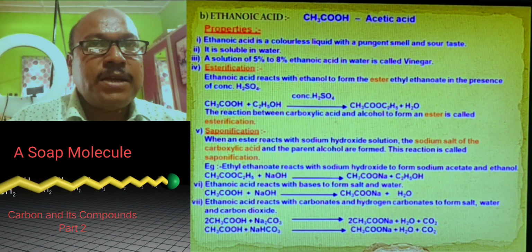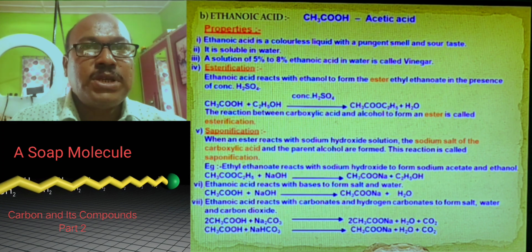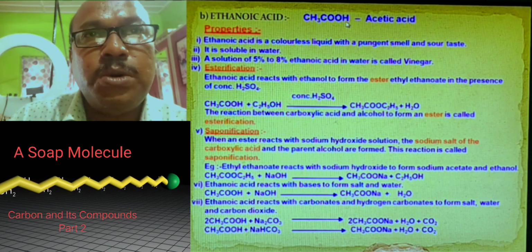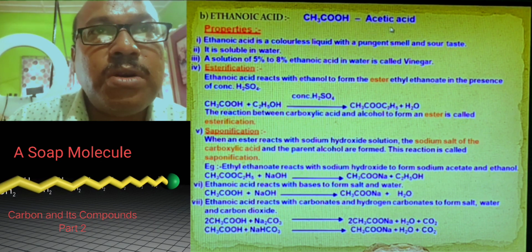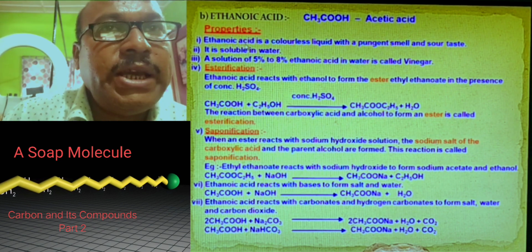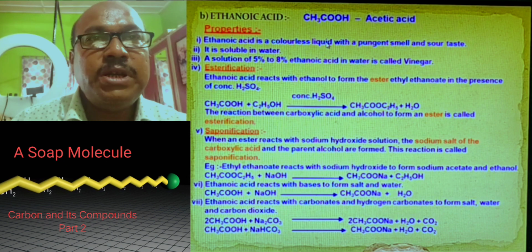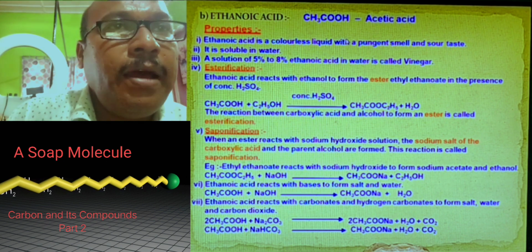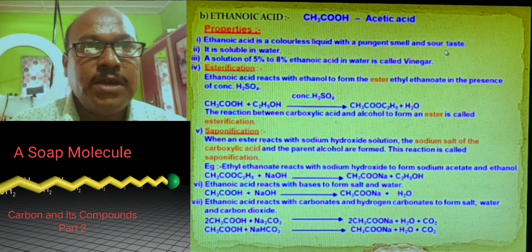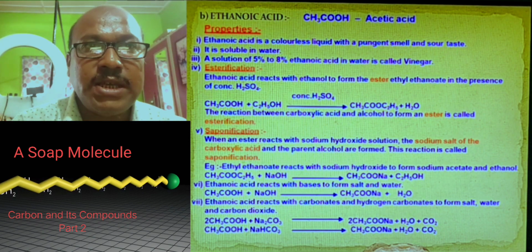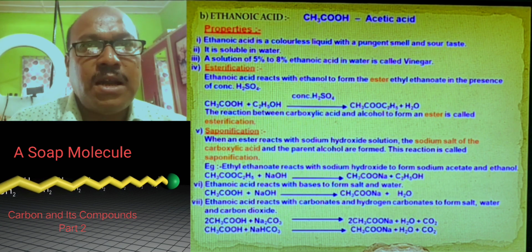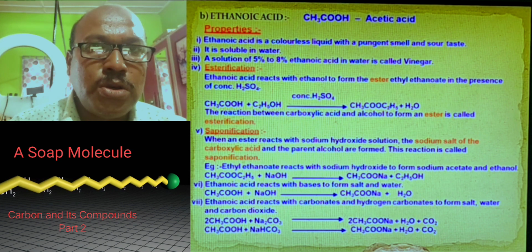Coming to the second important carbon compound, that is ethanoic acid, and the formula you can see is CH3COOH, ethanoic acid, also called acetic acid. Properties: ethanoic acid is a colorless liquid like ethanol with a pungent smell, and it is sour in taste. Definitely it will be sour in taste because it is an acid. It is a different kind of taste, and it is a colorless liquid. This is also soluble in water.